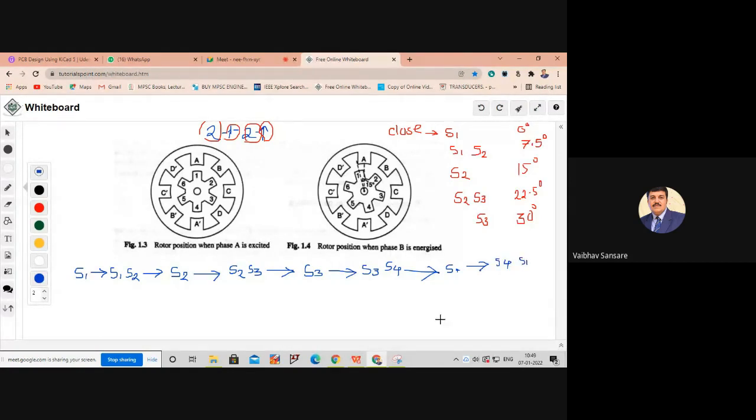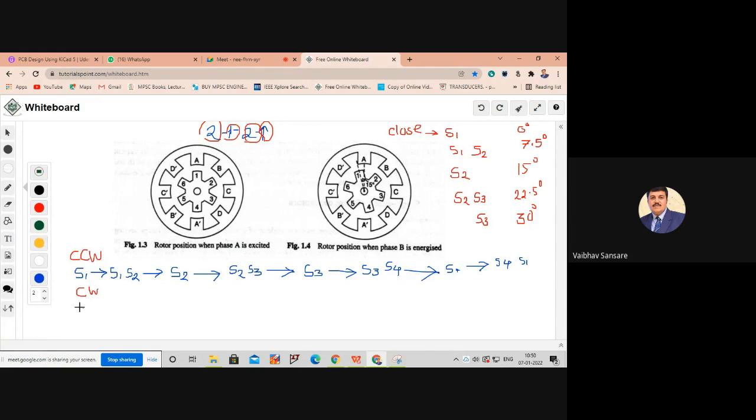And then this particular switching sequence will continue so that the rotor will rotate in counterclockwise direction by a step angle of 7.5 degree. I am talking about CCW rotation, that is counterclockwise direction. If you have to move the rotor in clockwise direction, then we have to reverse this particular sequence.